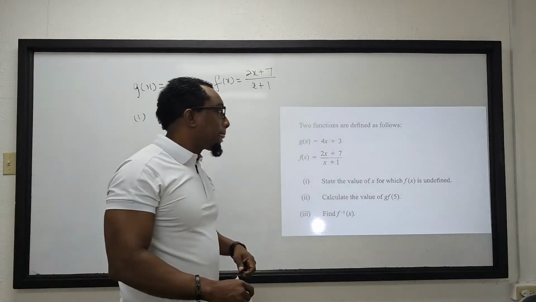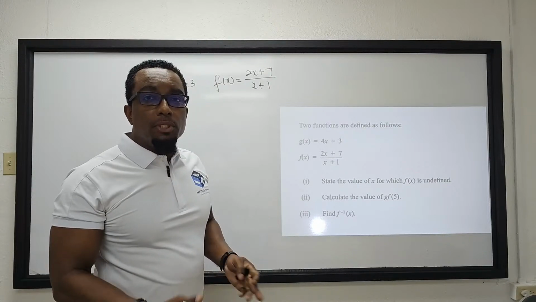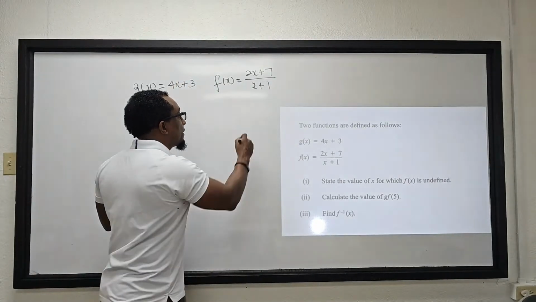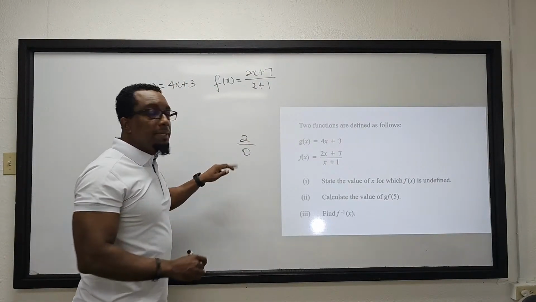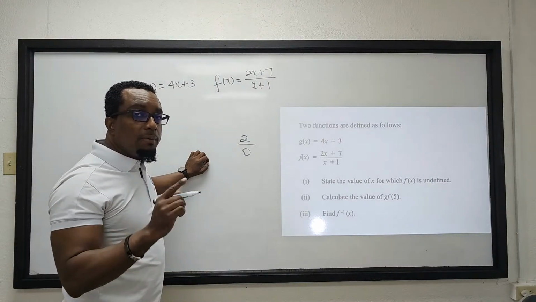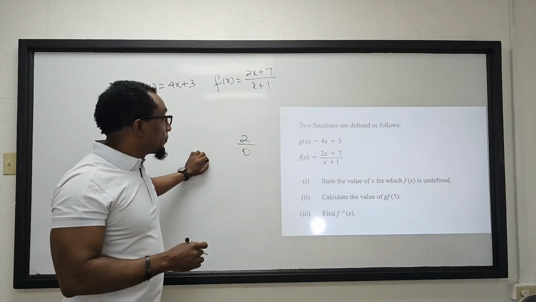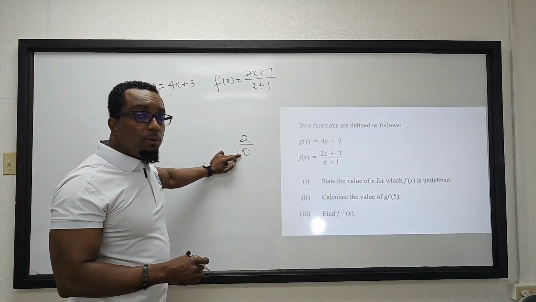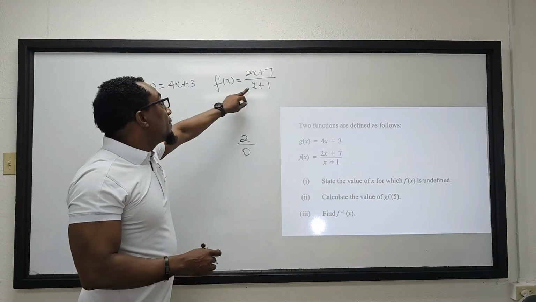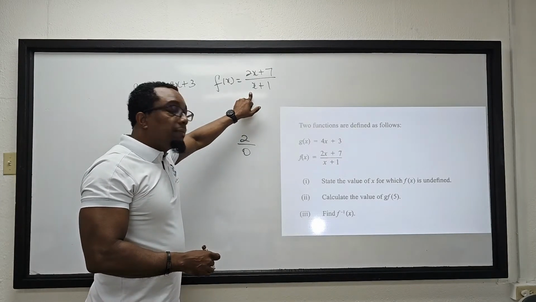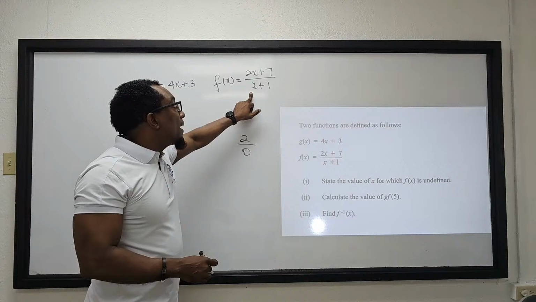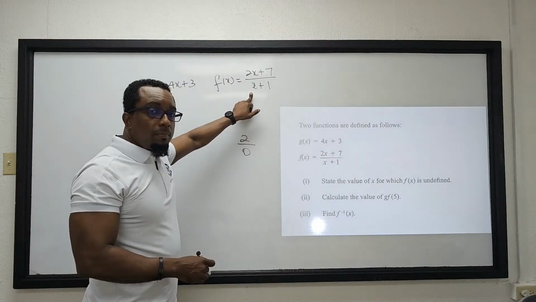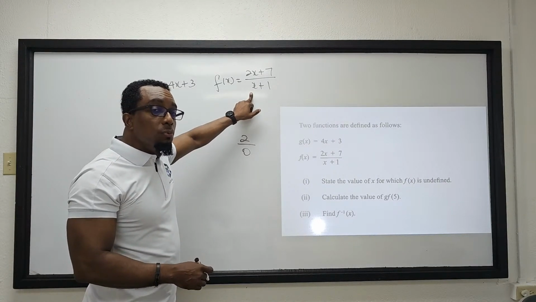When a number or a function is undefined, it means that the denominator is 0. That is said to be undefined. Put that in the calculator, 2 divided by 0, you see error. So when the denominator is 0, it's undefined. So what value of x will make this function undefined? What value of x will make the denominator 0?